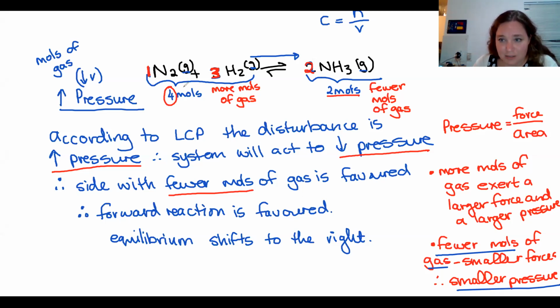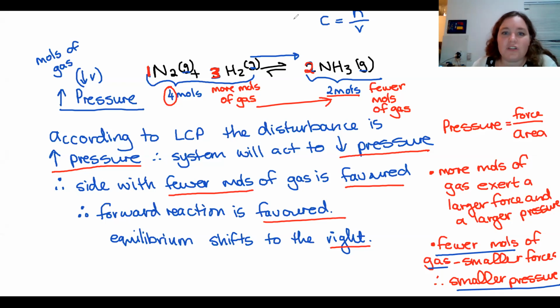Does that make sense? Yes, ma'am. So I've said the side with fewer moles of gas is favored. If you look here, 2 is smaller than 4. To make the products, the forward reaction happens, which is why we say that the forward reaction is favored and that the equilibrium shifts towards the right, because in this case, the forward reaction being favored means our equilibrium is towards the right.